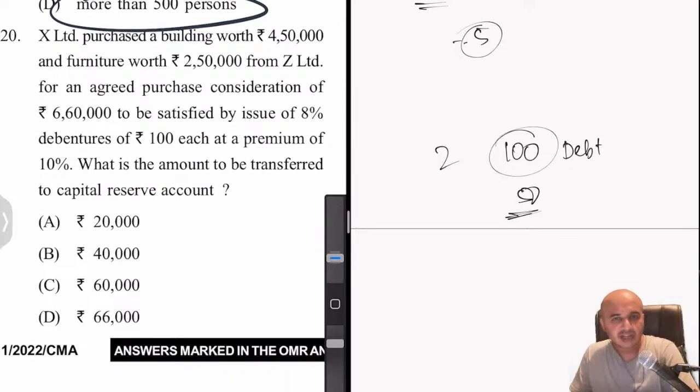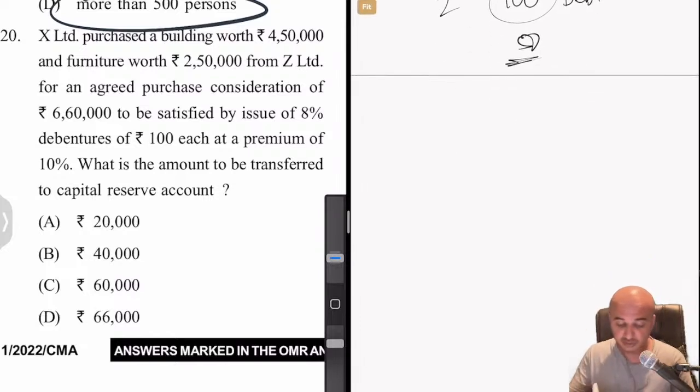X Limited purchased a building worth rupees 4,50,000 and furniture worth rupees 2,50,000 from Z Limited for an agreed purchase consideration of 6,60,000 to be satisfied by issue of 8% debentures of rupees 100 each at a premium of 10%. What is the amount to be transferred to capital reserve account? Very easy question actually.